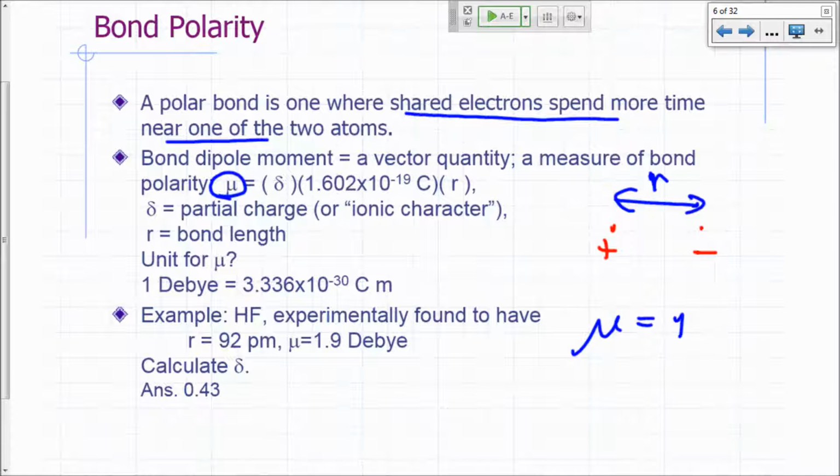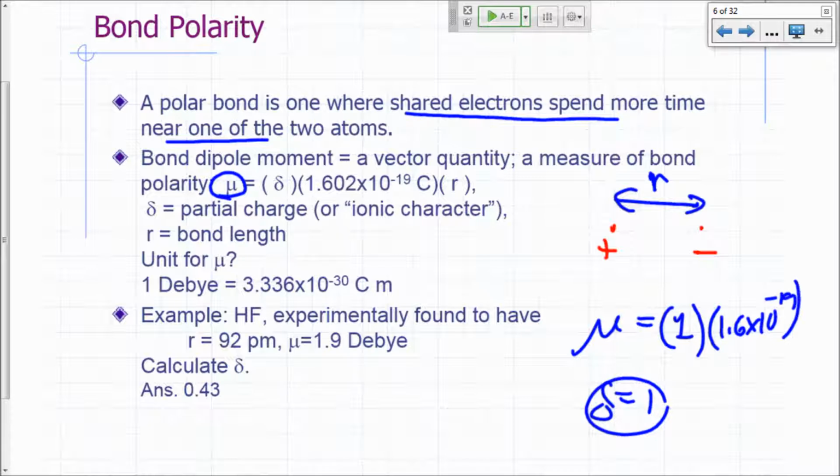Then you'd have a full charge, a full unit of charge. One electron is negative 1, one proton is positive 1. So delta is equal to 1 there. It's a full charge, not a partial charge, times the charge of the electron or proton, which is 1.6 times 10 to the negative 19, times r. That would be the dipole moment.